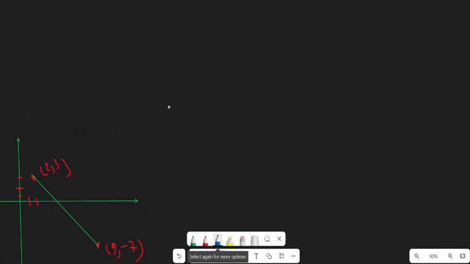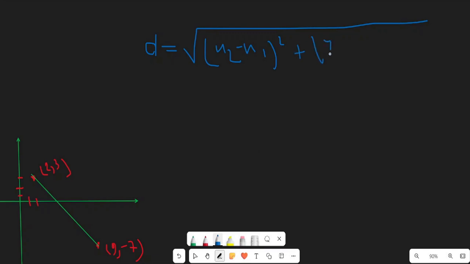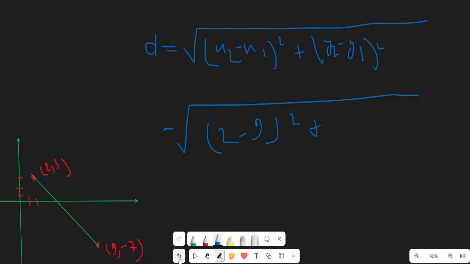The formula is d equals root over (x2 minus x1) whole square plus (y2 minus y1) whole square. Let us put the values here. Let x2 be 2, so 2 minus 9 whole square plus 3 plus 7, since here we have 3 and minus, and here is also minus, so minus and minus will be plus, so there we have 7 whole square.